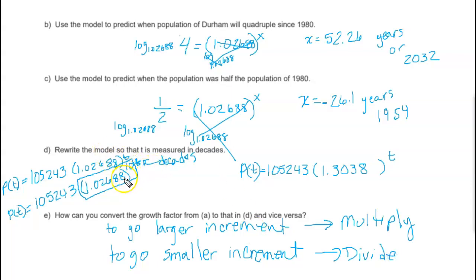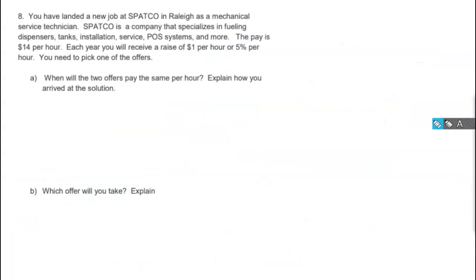So up in this one, we were going from a year to a decade. So we were going to a larger increment. So I made sure that I multiplied. There's 10 years in a decade, so I multiplied. If I had been going from hours to minutes, I would have said, oh, okay, that's getting smaller, so I need to divide. So I would say t divided by 60, because there's 60 minutes in an hour, and so on.